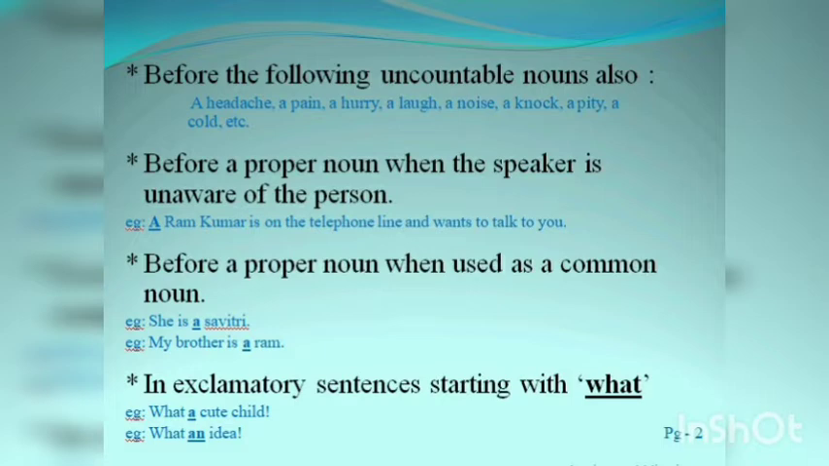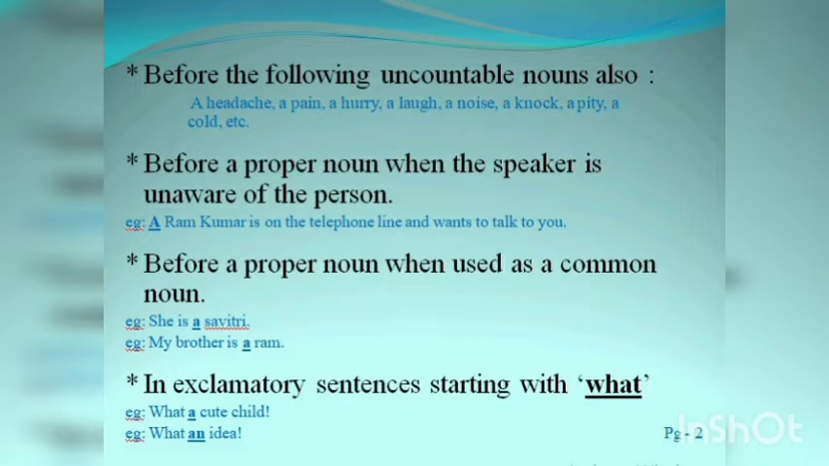For example, what a cute child. Here child is singular, so we have used here a. What a cute child. And in the next sentence, what an idea. Idea, the word starts with a vowel sound, therefore we have used here an, and it is a singular countable thing, so an.